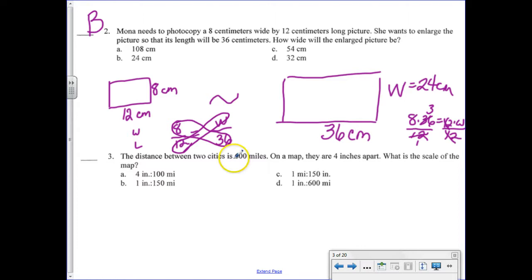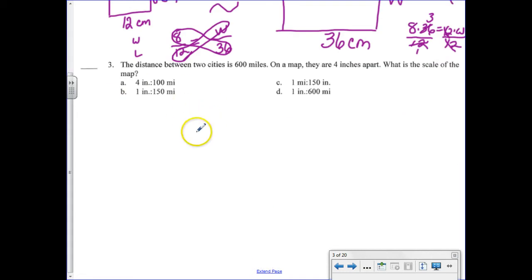I want you to show me some work, though, to justify your answer choice up here. All right, next is number 3. The distance between two cities is 600 miles. On the map, they are 4 inches apart. Hey, stop right there. I have 2 pieces of information here. The cities which are 600 miles apart are 4 inches apart.